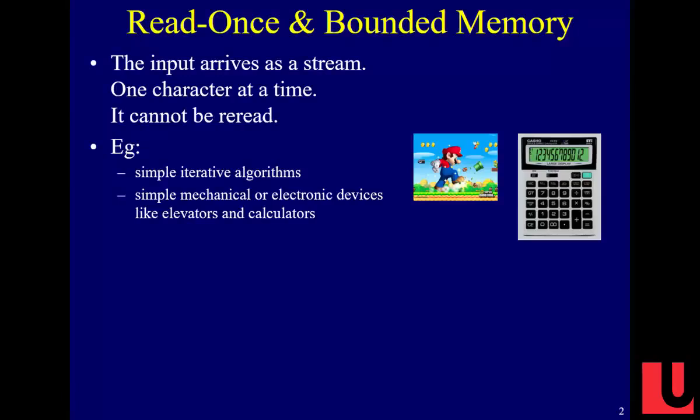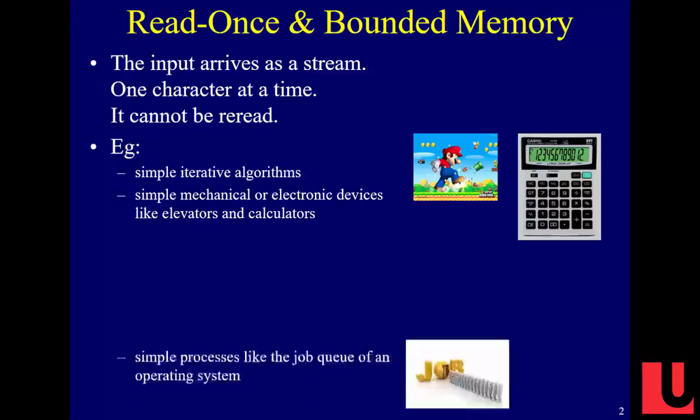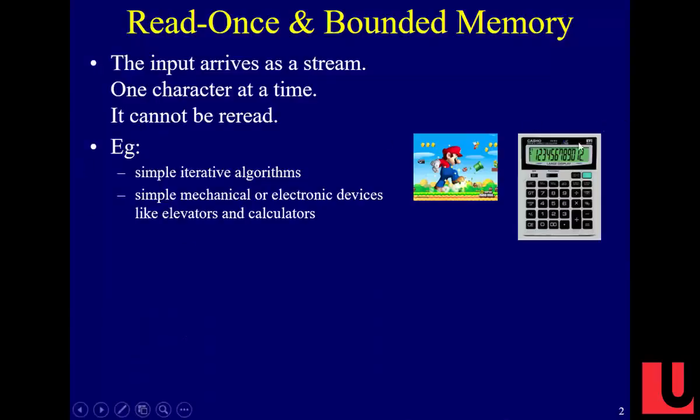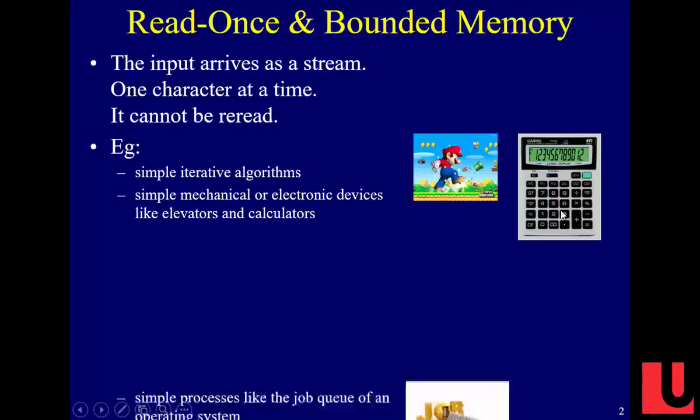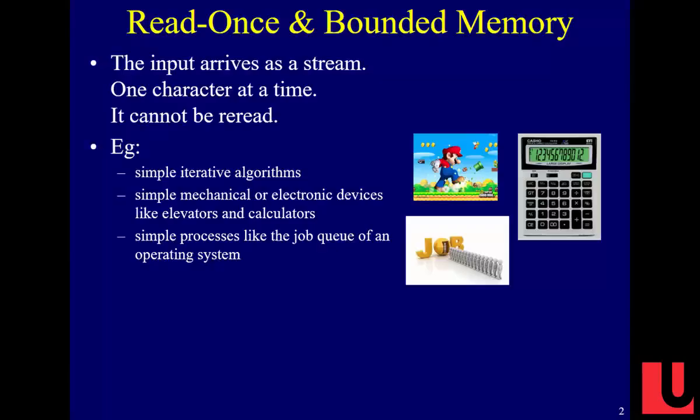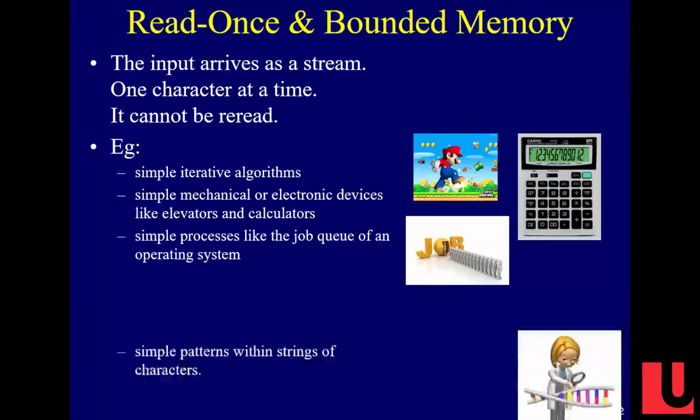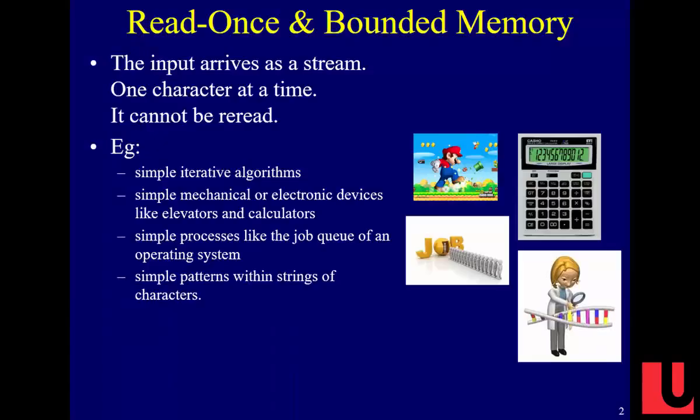Right? A calculator is effectively a deterministic finite automata. It's in some state, and the user pushes buttons, which moves it to a different state. In fact, one of the examples we give is we'll give a DFA for building a calculator. Maybe jobs are coming, and you're processing them, or you're moving along a string, and you're trying to process it, right?